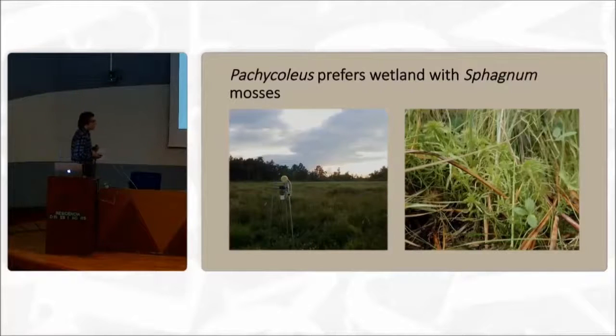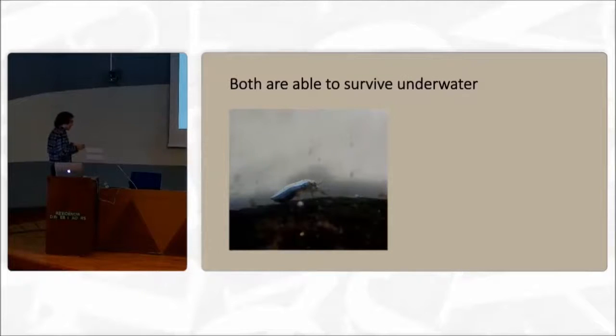Pachycoleus, on the other hand, lives in wetland habitats like bogs, spring meadows, and fens, especially when sphagnum moss is present. Between the sphagnum leaves, again, there are interstitial spaces where Pachycoleus lives. Both of these habitats have something in common, and that is that they are often flooded. Their inhabitants have to cope with that somehow, and they truly can. Both Pachycoleus and Cryptostemma can survive underwater for several weeks, in the case of Cryptostemma even for 2 months.